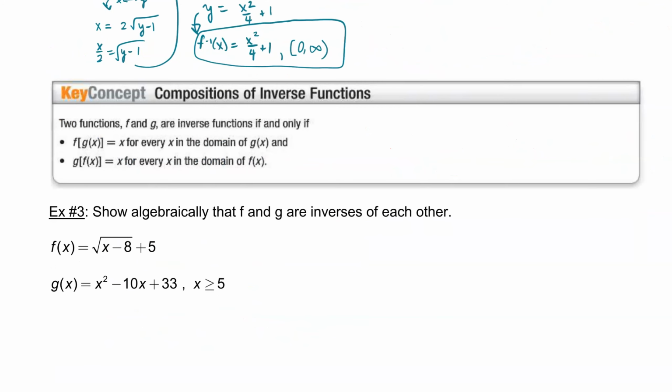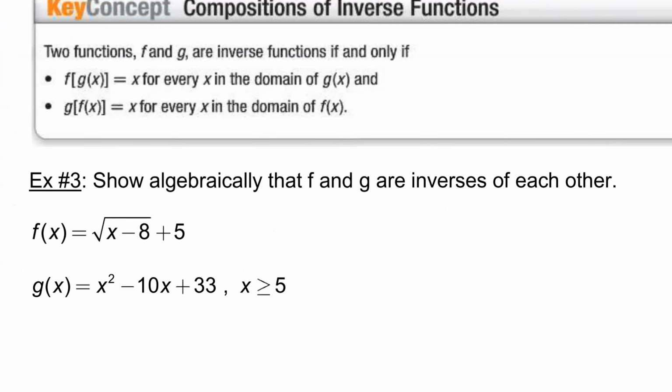Perfect. Compositions of inverse functions. So 1.6 was compositions of functions. Literally, you have a function inside another one. All right, compositions of inverse functions. Two functions, f and g, are inverses only if f of g and g of f are equal to x.